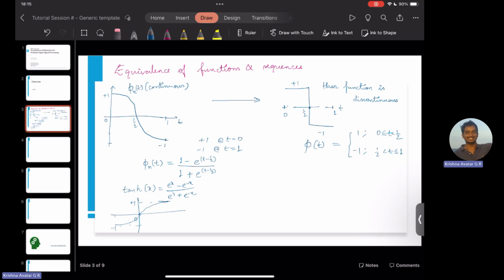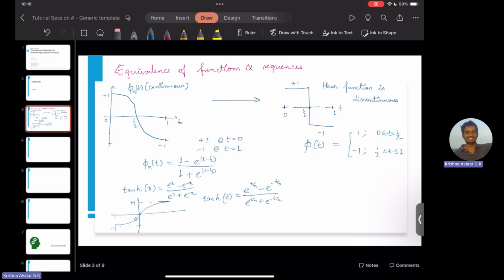Now in this scenario, one way of doing it is, let's try to construct something of the sort of tanh of t is equal to, say, (e to the power t by n minus e to the power minus t by n) divided by (e to the power t by n plus e to the power minus t by n).